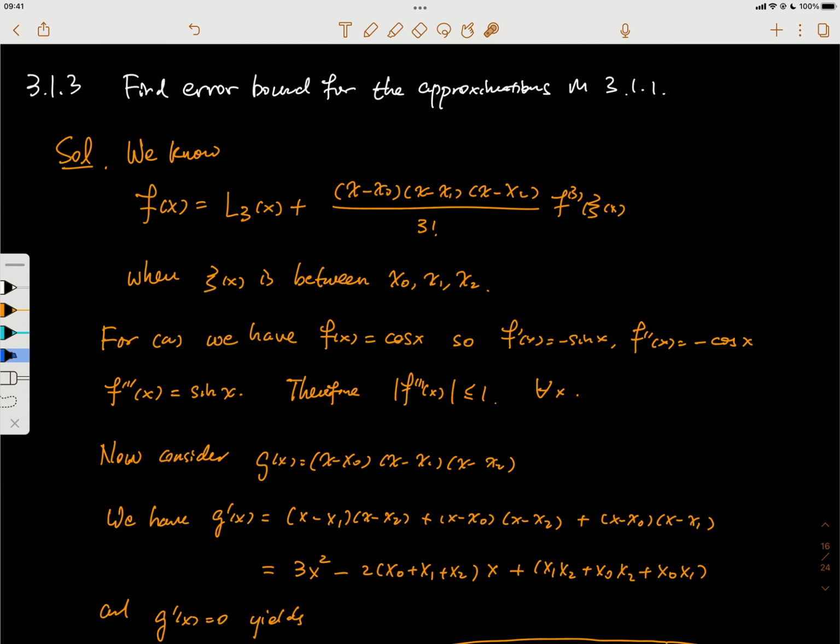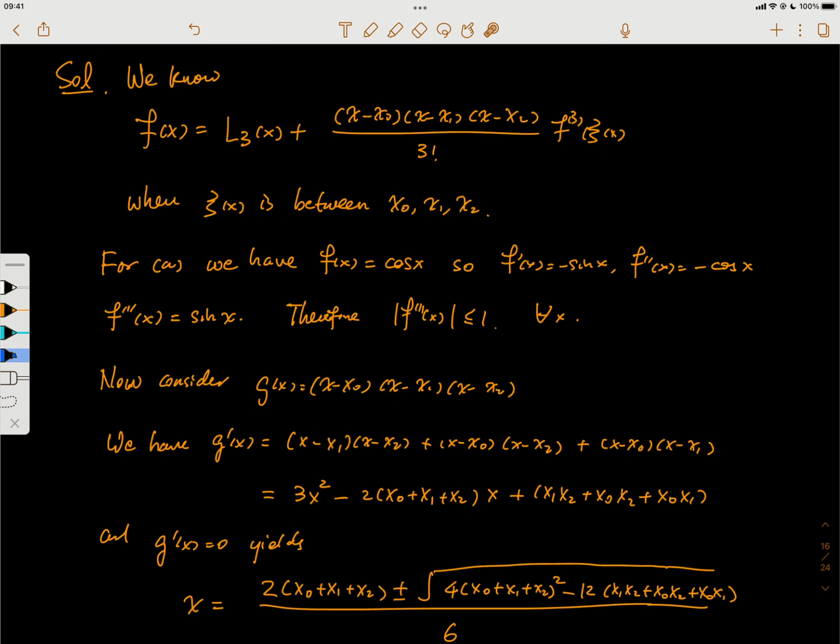Now we have this problem: f of x is given by cosine of x. If we want to estimate the error, we just need to estimate how large this term is. So f of x is cosine of x, f prime is negative sine, f double prime is negative cosine, f triple prime is just a sine. That's why this part is bounded by 1, because it's just a sine of something. Then we can estimate this part.